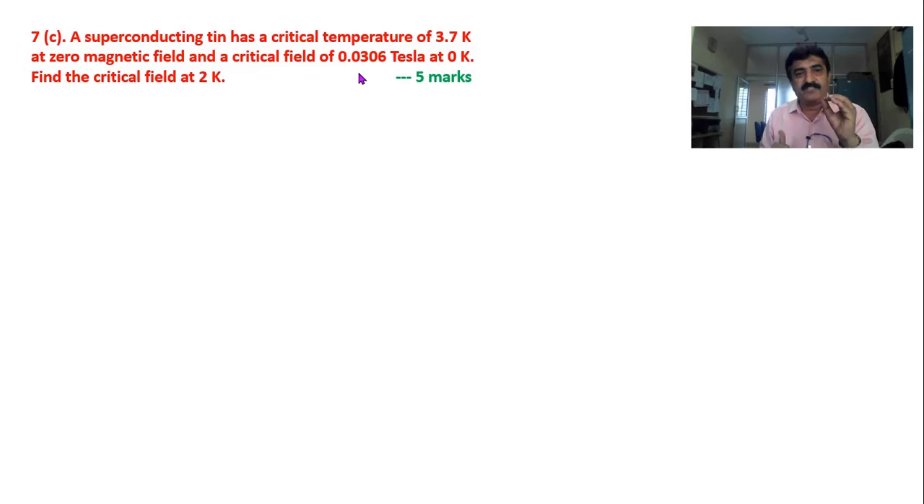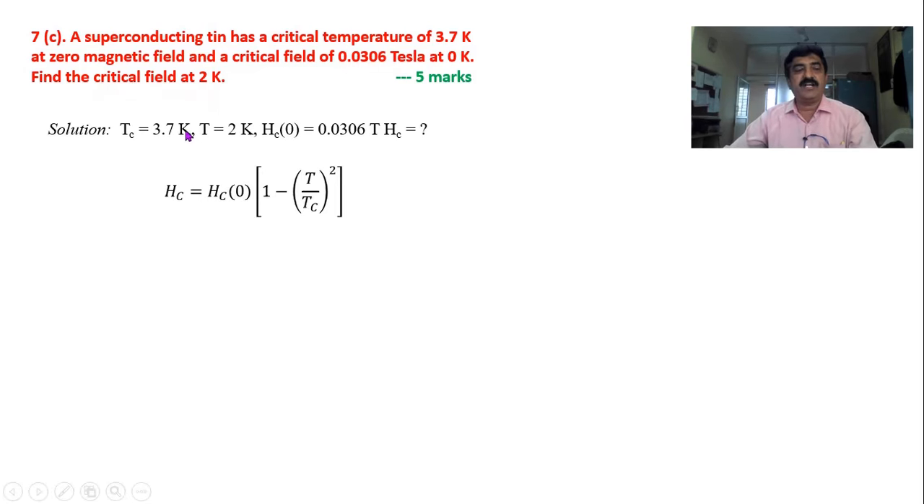In physics problems, first read the content, list the data with appropriate notations. Coming to this problem, critical temperature Tc is given, critical field Hc is not given; you have to find the critical field Hc at 2 Kelvin. So this is Tc, this is Hc naught, this is Hc, this is T. That is what I have listed here: Tc 3.7, T 2 Kelvin, Hc naught 0.0306 Tesla, Hc question mark.